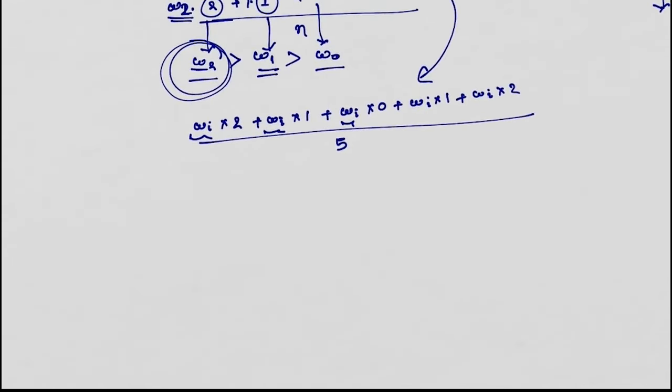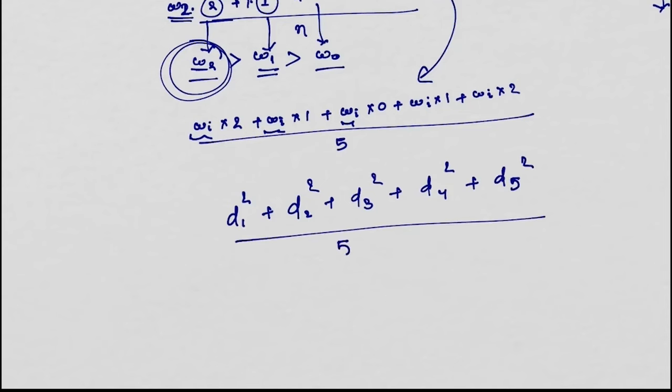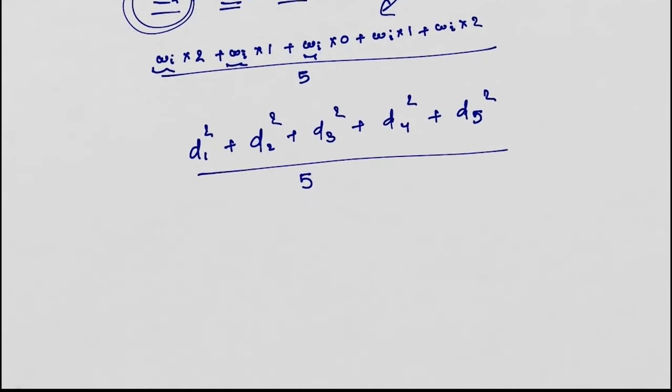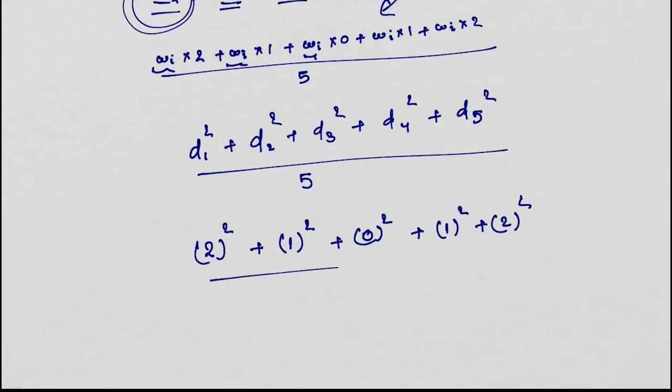The simple method is to do the distances square, and divide it by n. So what I mean is, when your distance came 2, you square 2. When your distance came 1, you square 1. When your distance came 0, you square 0. And when your distance came 1, you square 1. When it came 2, you square 2. Then divide by n. Why?